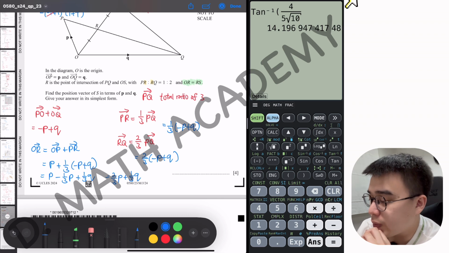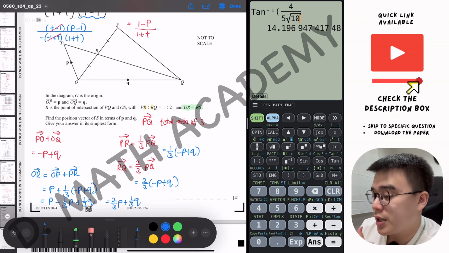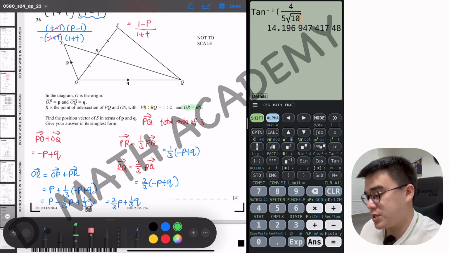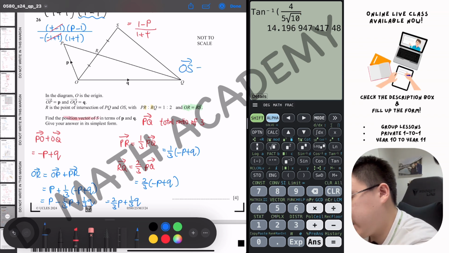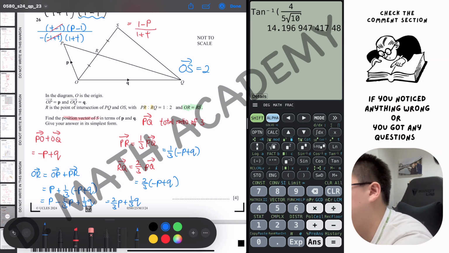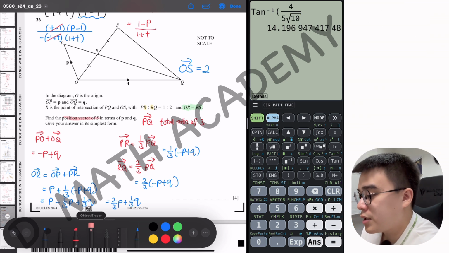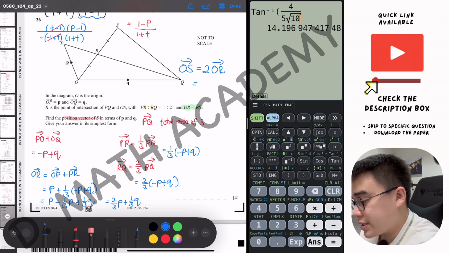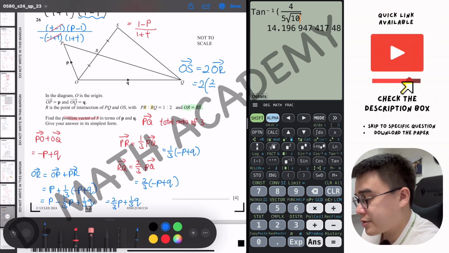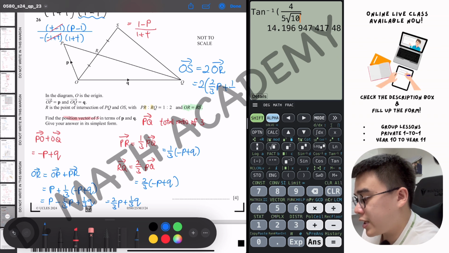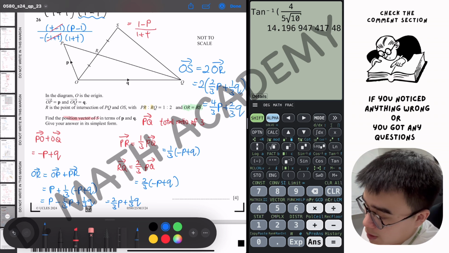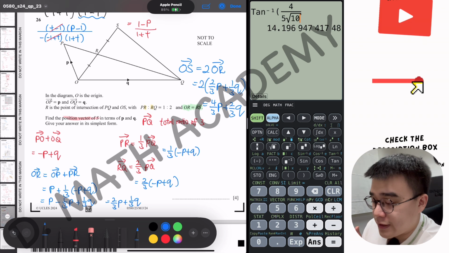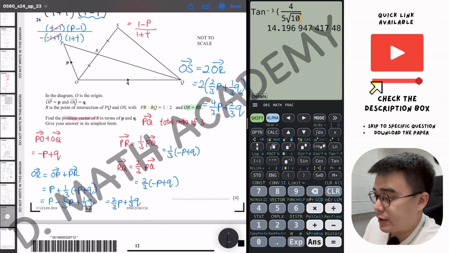So ultimately, they wanted us to find OS because of this position vector here. So to find OS, all we need is basically doubling down on the OR that we calculated. Okay, because it was the same distance, same direction. Based on our calculation earlier, I just transfer it in. And the answer turns out to be 4/3 P plus 2/3 Q. And that's pretty much it for this 4 marks right here.